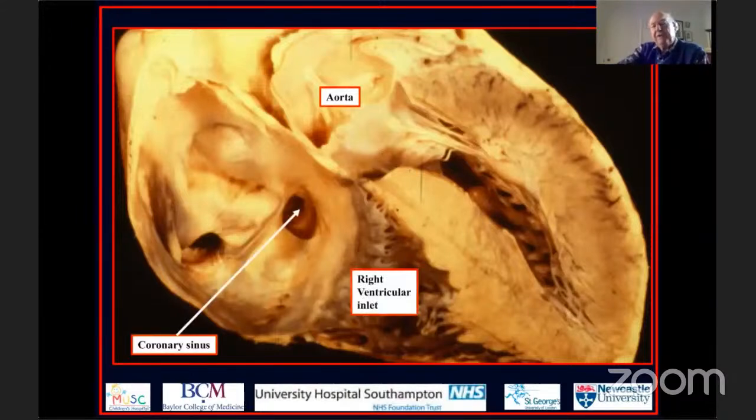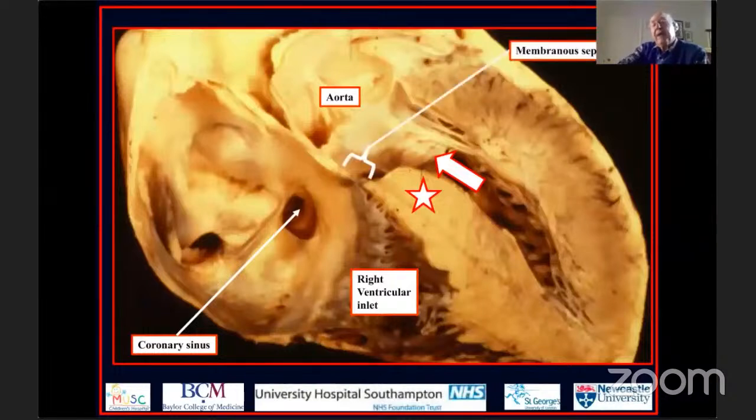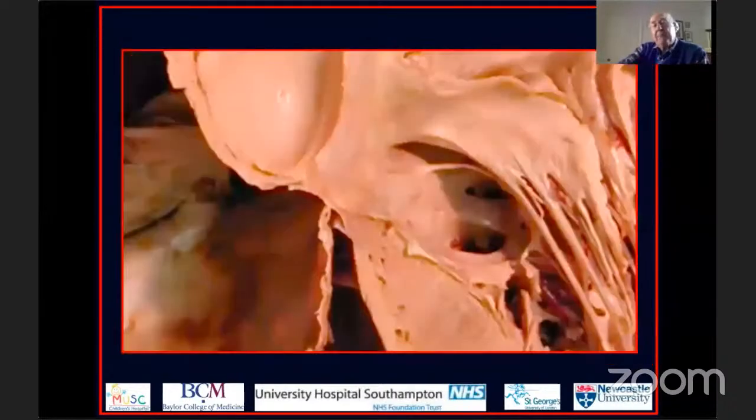Note, at the back we see the coronary sinus, and our cut has gone through the right ventricular inlet. Now, a key point here, because the inferior part of the muscular ventricular septum separates the right ventricular inlet not from the left ventricular inlet, but from the left ventricular outlet. And this is because the aortic root interposes between the mitral valve and the septum. So there at the base of the aortic root, we see the membranous part of the septum.